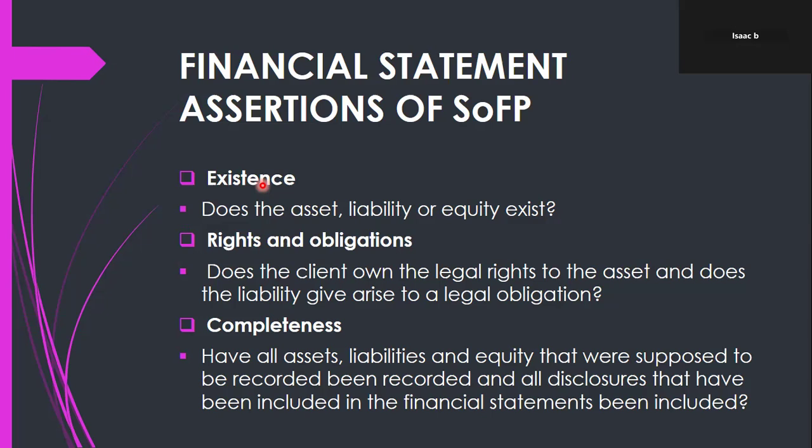Then completeness. Have all assets, liabilities, and equity that were supposed to be recorded been recorded, and have all disclosures that should be included in the financial statements been included, right? Have all the assets, liabilities, and equity, and everything that is supposed to be included in relation to recording those transactions, been recorded as they are supposed to be? And the necessary disclosures, have they been disclosed and included in the financial statements?